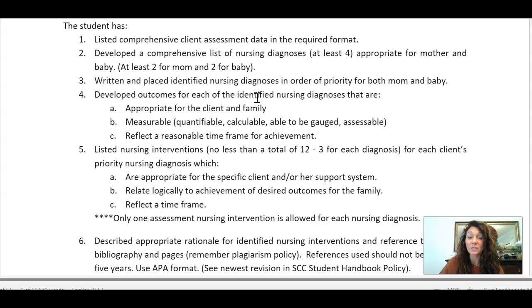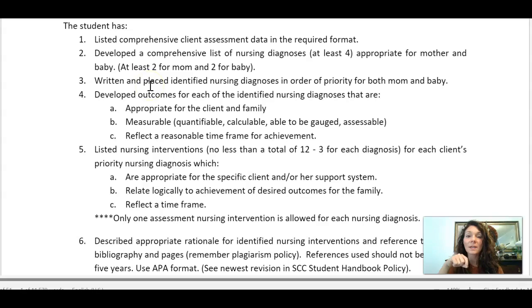You have to list your comprehensive assessment data. You have to develop a comprehensive list of nursing diagnoses. You have to have at least 4 that are appropriate for the mom and the baby. You have to have at least 2 for the mom and 2 for the baby. Okay? 2 nursing diagnoses for each of those patients.